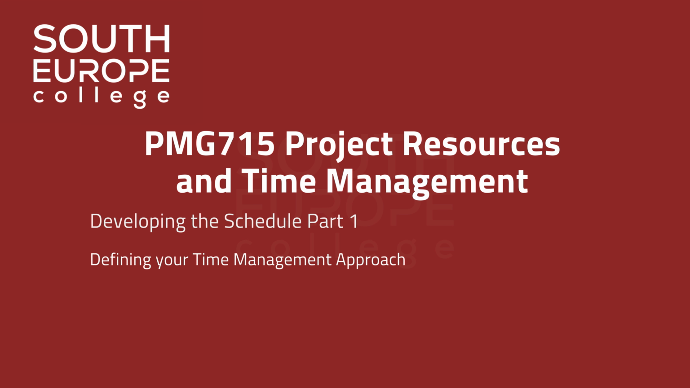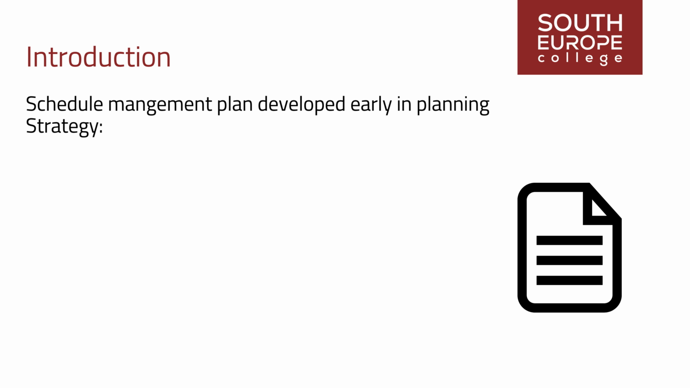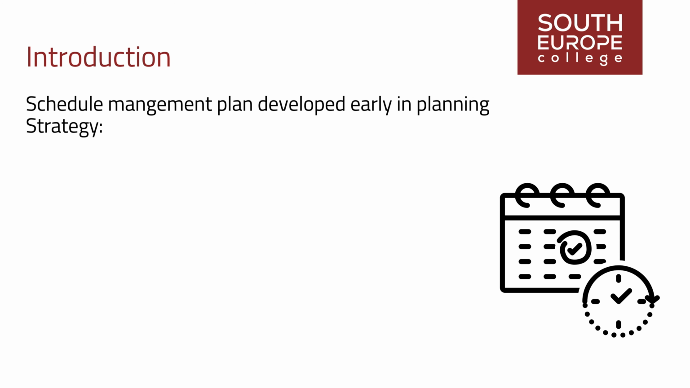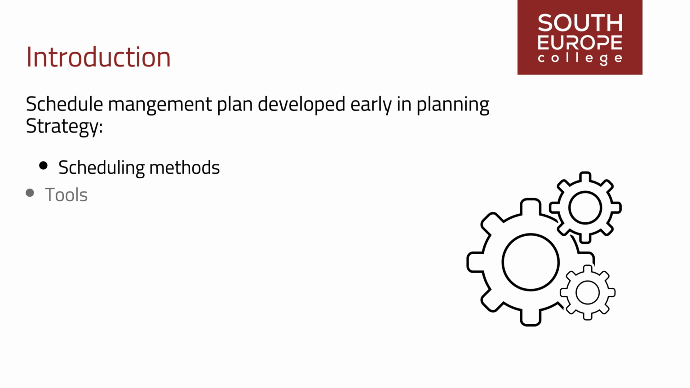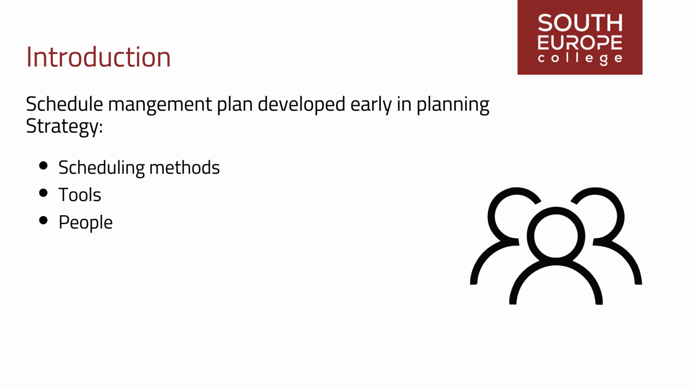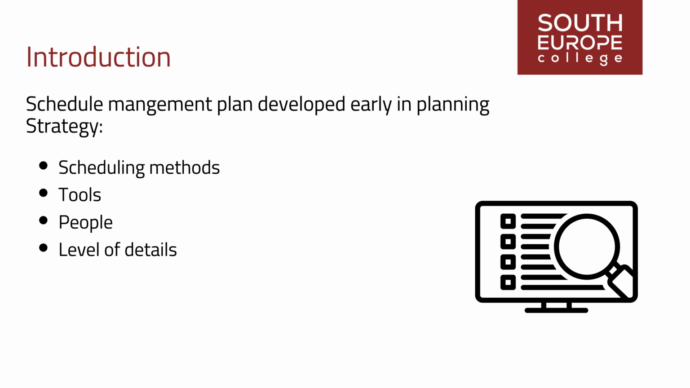Part 1. This segment will discuss defining your time management approach. The time or schedule management plan is a document developed early in project planning and included as part of the integrated project plan. In this plan, the project manager formulates a strategy for schedule development and management, outlining how the project schedule will be developed, identifying scheduling methods to be applied, tools to be used, people to be involved, and level of details for developing the schedule.